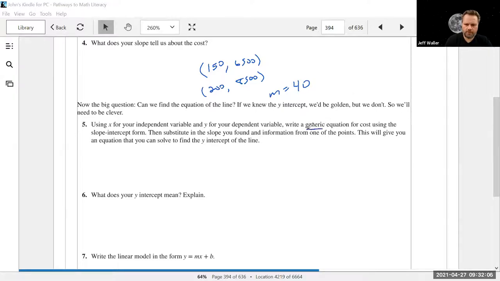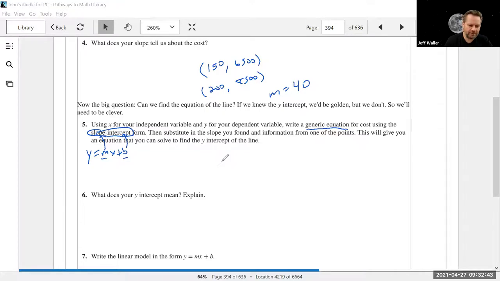So when they say write a generic equation using, have I said these words before? No, I don't think so. Y equals mx plus b is called slope intercept, because math people are so creative. We said, hey, look, this has a slope and an intercept. Let's call it slope intercept. That's actually a good idea. Why not just call it what it is? I like it. So that's what slope intercept form means. That means y equals mx plus b.